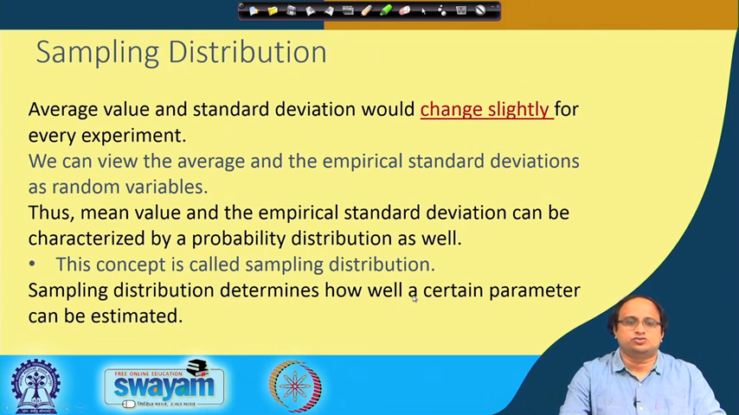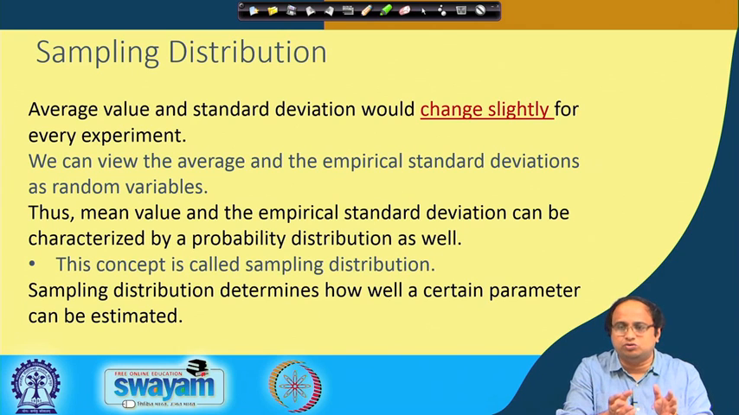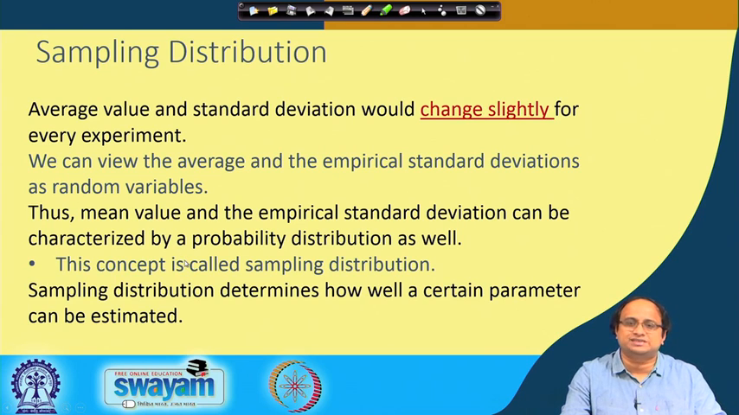So, now what is the sampling distribution? Suppose I am trying to estimate the average value and the standard deviation. That means I am getting 1 sample, 2 samples, 3 samples, and trying to estimate the corresponding average value and also the standard deviation. Now, this would change every time you do or redo the experiment; these values will differ. So, you can view the average and the empirical standard deviation as random variables, and the mean value and the empirical standard deviation can be characterized again as a probability distribution. This concept is what is called a sampling distribution.